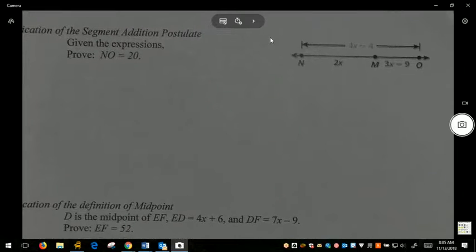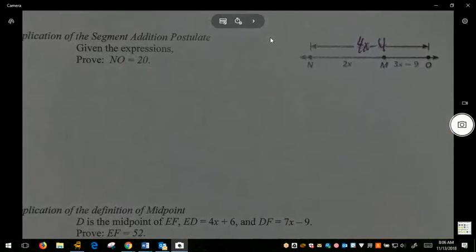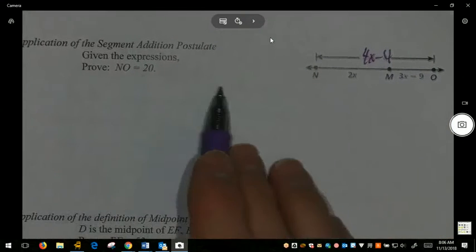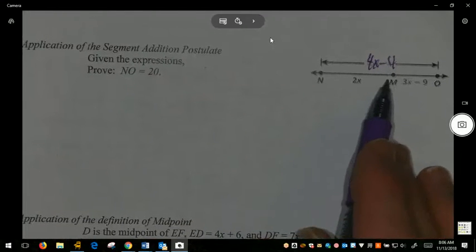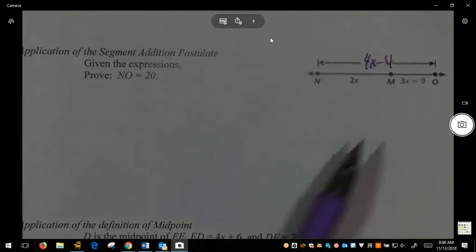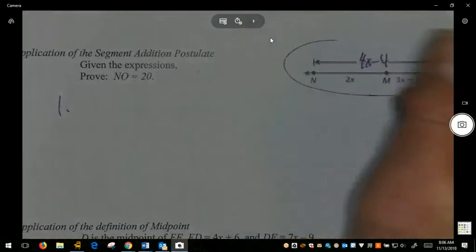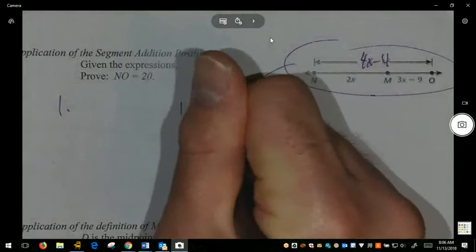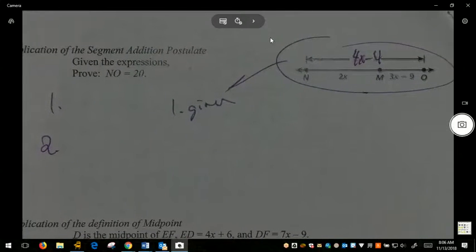All right, in this problem, they only give me, wow, that's really hard to see. That's 4x minus 4 up there for the whole thing. They'll probably tell me either use the picture to set up a proof, or they'll say M is between N and O. You saw problems like that, you knew how to set up your equation. Since we're doing a proof though, we can't just build the equation, we have to build it with the segments or angles first.